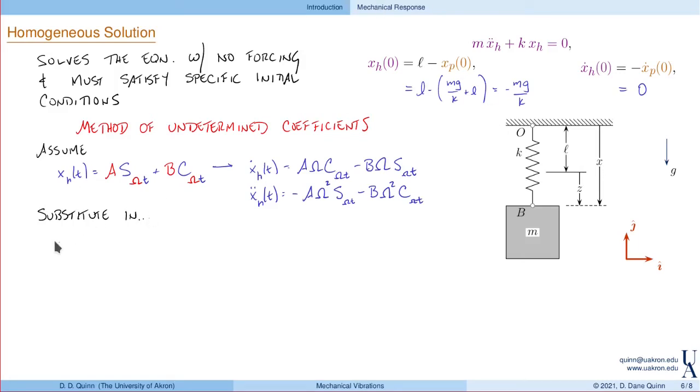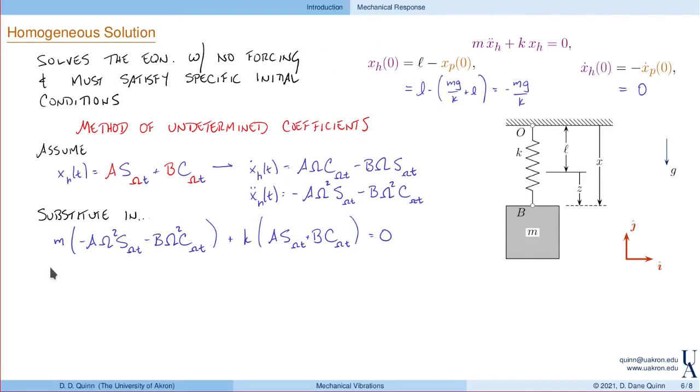And we get m times this piece, minus A omega squared sine omega t. Again, omega is an unknown frequency. A and B are unknown amplitudes. And then plus k times x, so that's A sine omega t and B cosine omega t, equals 0. So we'll solve this by collecting coefficients of sine and cosine. Notice that this has to be a solution for all time.